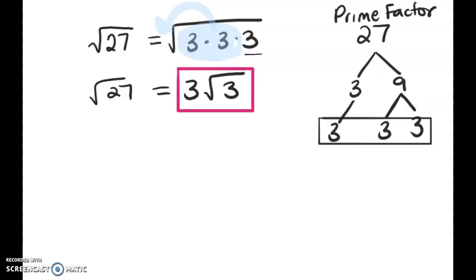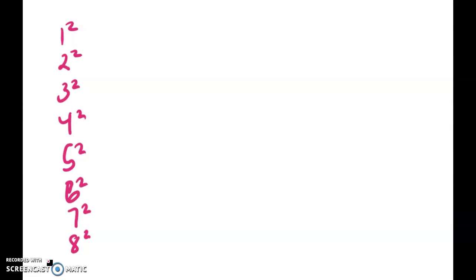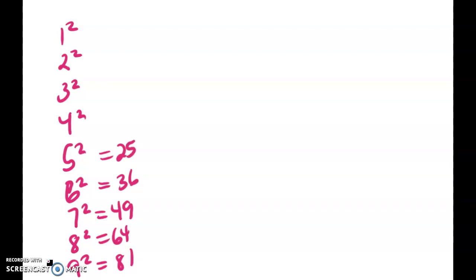Now, what about another way to approach this problem? Another way to approach it is to take a look at, we talked about these squares. And I'll just do the first few. Using this method is simpler when you have smaller numbers to simplify. Once you get very large numbers, it becomes more difficult.